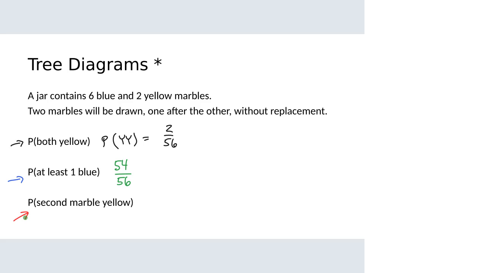And I can go back to that sample space page if you want me to. Probability that the second one is yellow. Although you probably have it written down. Yeah, so the probability that the second marble is yellow.